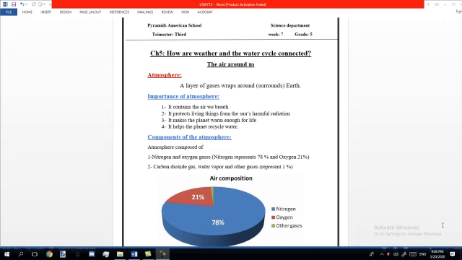Let's continue our lessons in science, and now with a new chapter, new lesson. This chapter is called How Are Weather and the Water Cycle Connected? We will study the weather and the water cycle and how they are connected together. How does the weather affect the water cycle?